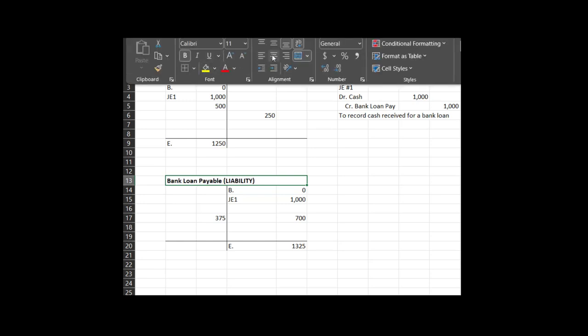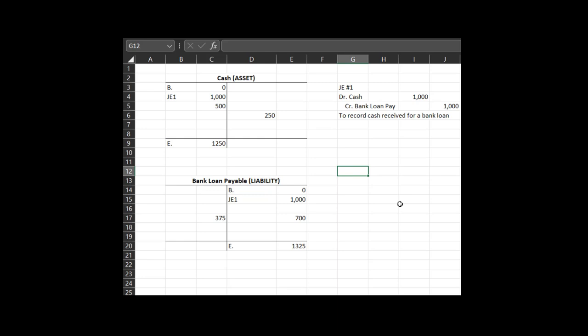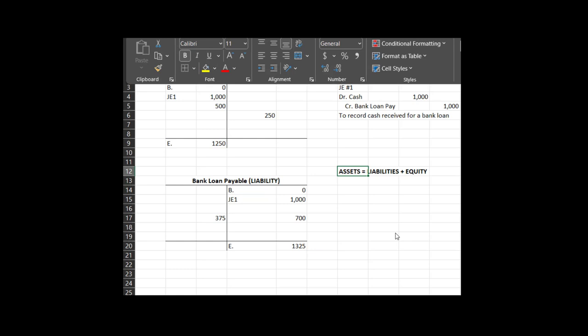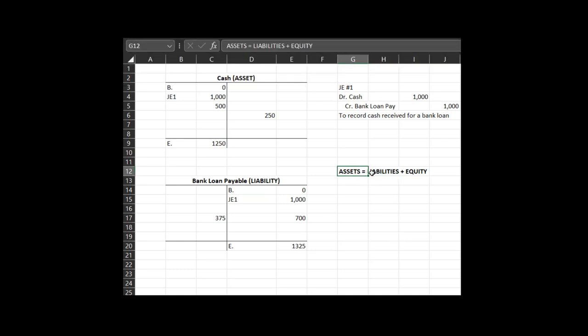So, friendly reminder, assets equal liabilities plus shareholders' equity. That is our accounting equation. So if you think about it like this, assets equal liabilities plus equity. Assets are in a default debit position in their T accounts, and liabilities are in a default credit position, and so are shareholders' equity. So debits equal credits.